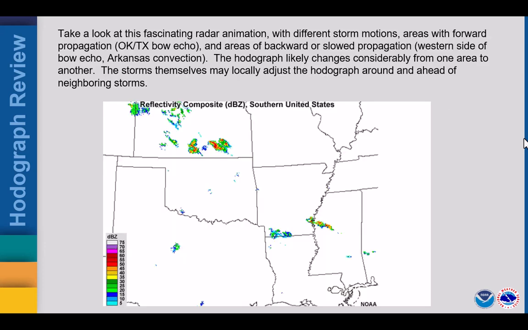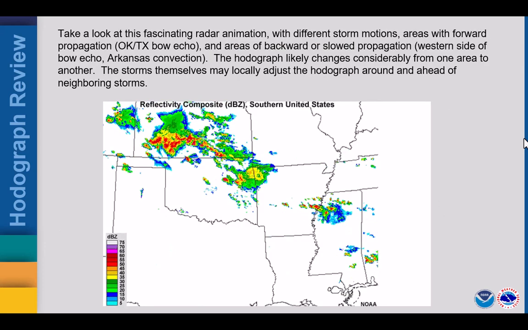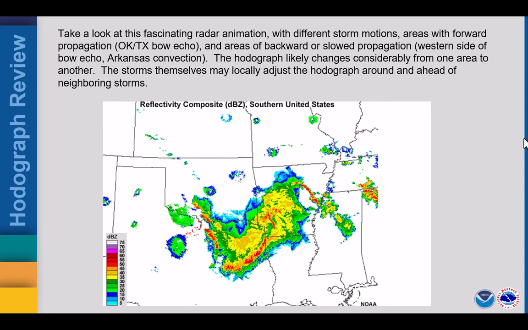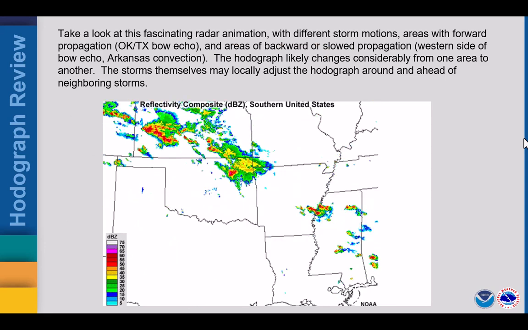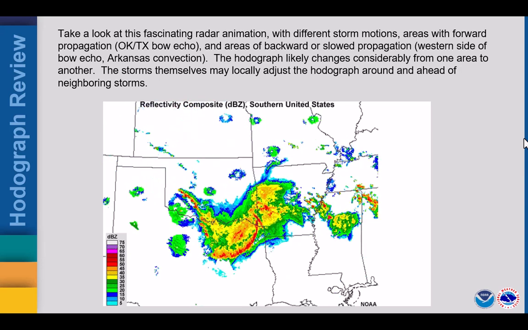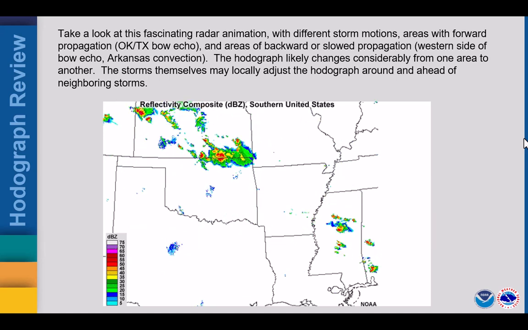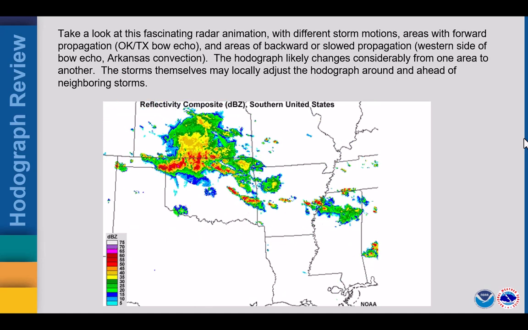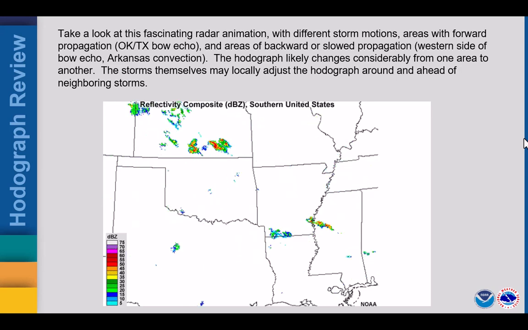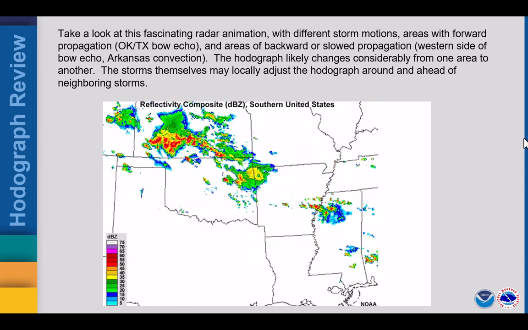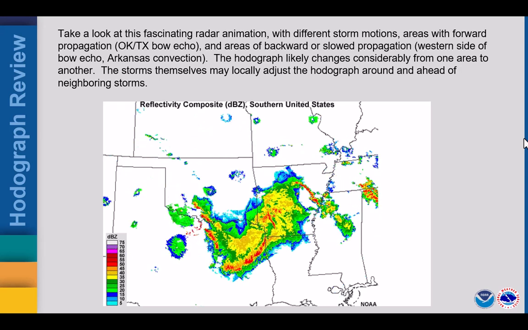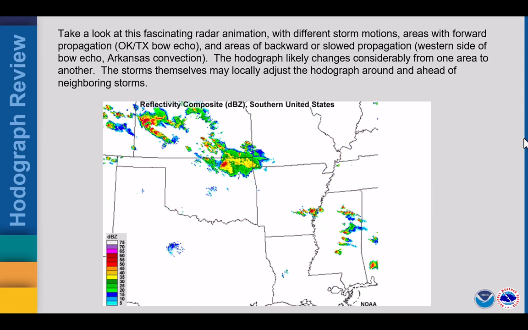This is a fascinating radar animation, and what it illustrates is rapid environment change in time and space, leading to different end results. We have a forward propagating MCS across Oklahoma and eastern Texas. We have back building convection early on in Arkansas. We have training convection that sets up after the MCS in south central Oklahoma late in this animation. Just a variety of different things occurring based on different types of environments.